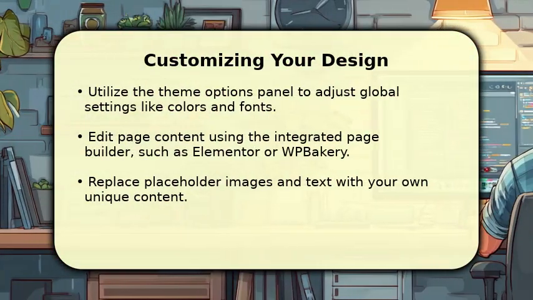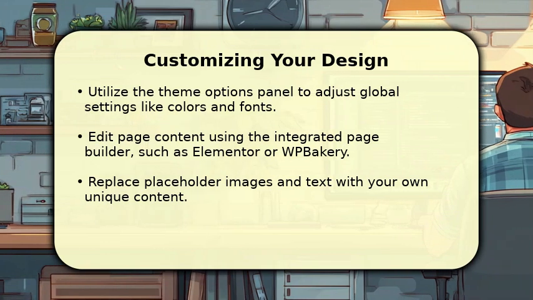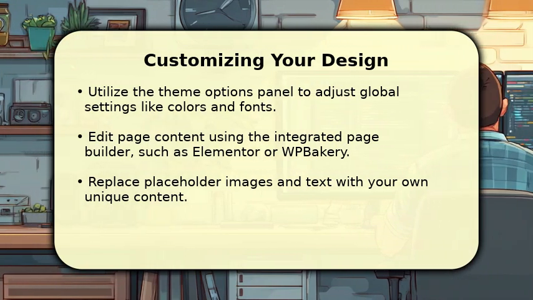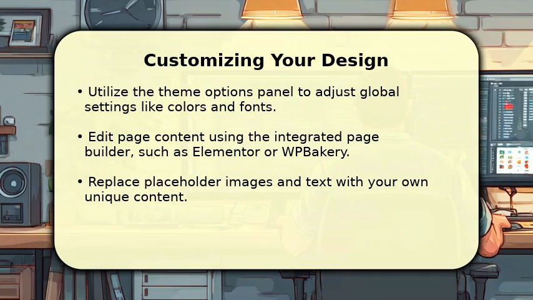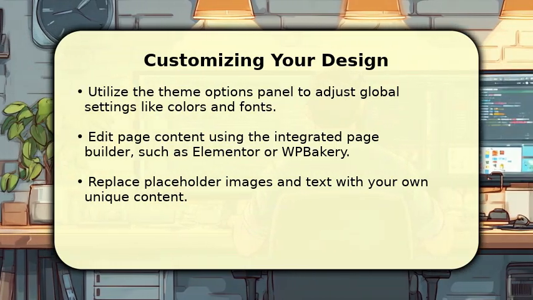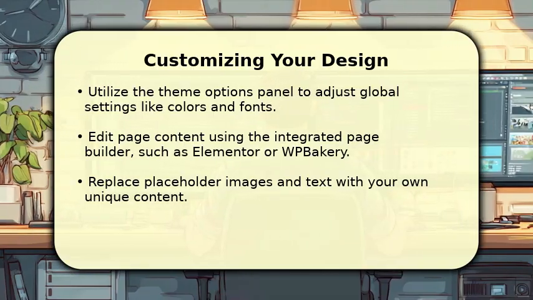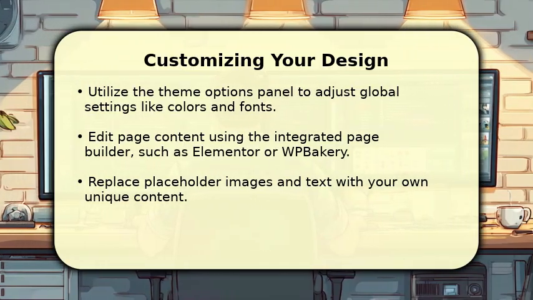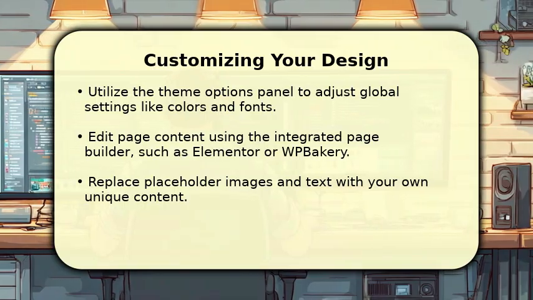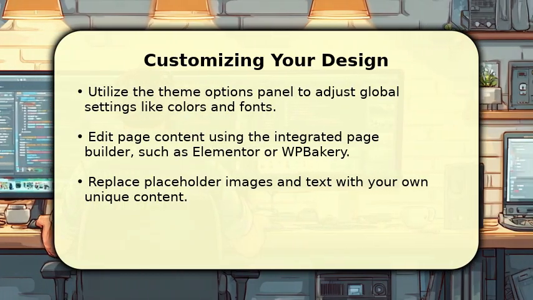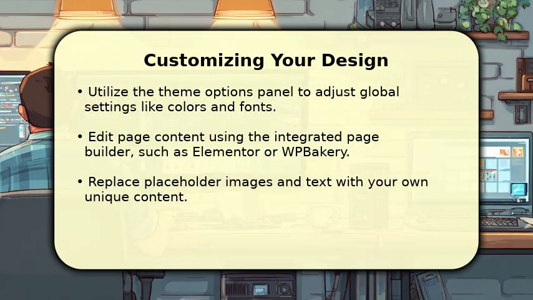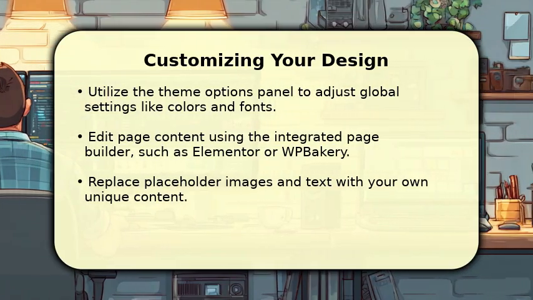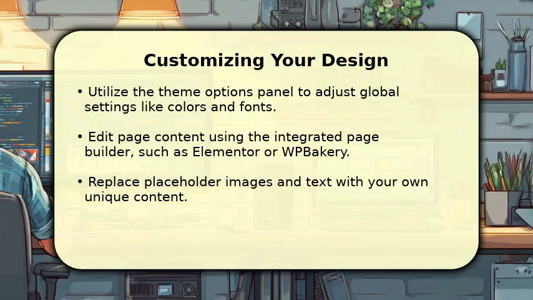Now that your demo content is in place, it's time to make the template truly yours. Most Envato templates come with a powerful theme options panel where you can easily change global styles, like your brand colors and typography. For page-specific edits, you'll use the integrated page builder. This allows you to drag and drop elements, modify layouts, and replace all the placeholder content with your own compelling text and high-quality images. This is where your creativity shines.